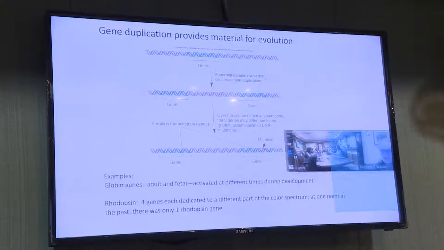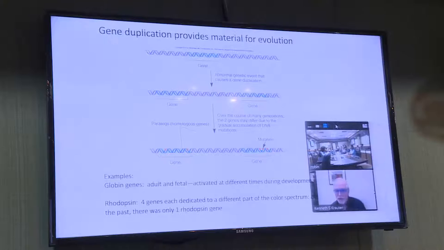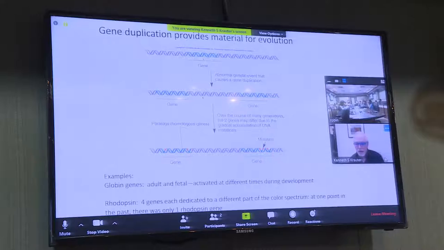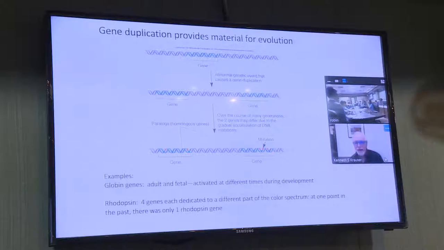And so this concept of gene duplication is part of the thinking about how evolution works. It's demonstrated in this slide. Here you start out with a piece of DNA that has a gene, and some abnormal genetic event caused the duplication of that segment and produced two completely functional genes. The breakpoints happened here, so nothing bad happened to the gene. They're both expressed.